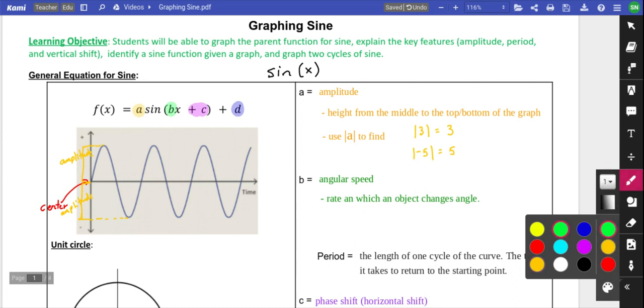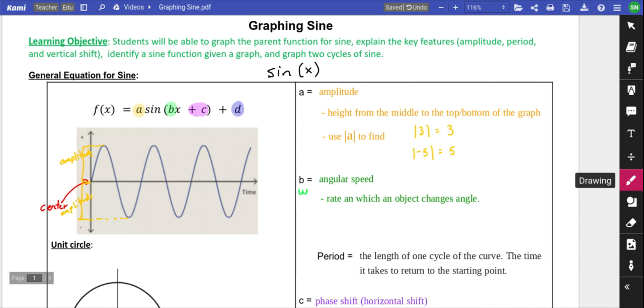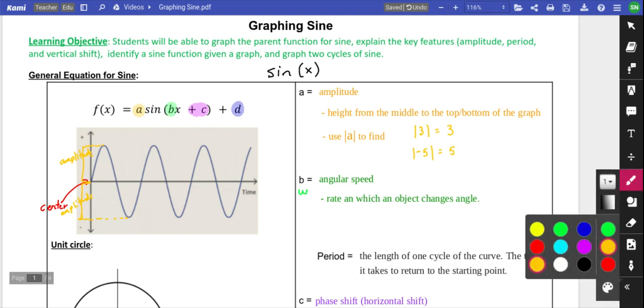Next, we have the angular speed. Previously on the Ferris wheel example, we used the letter W. This is the rate at which an object changes angle. We use this angular speed to figure out the period. The period is the length of one cycle of the curve. In other words, the time it takes to return to the starting point.